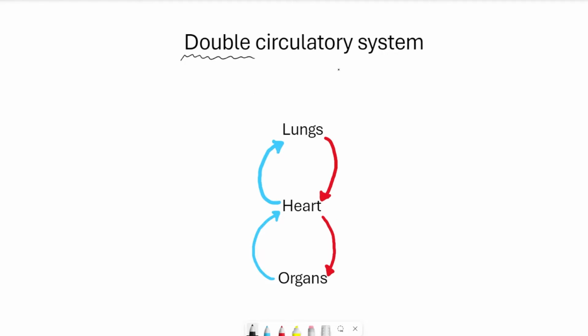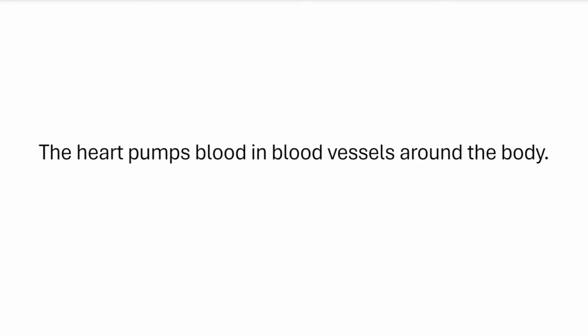The reason it's called a double circulatory system is because we've got the pulmonary circuit over here, and then we've got the systemic circuit here. So it's two separate circuits, and the blood goes through the heart twice in one full cycle, hence the word double. To summarize what the circulatory system is for: the heart pumps the blood in the blood vessels around the body in order to deliver the oxygen and other things like glucose, but also to remove the carbon dioxide and waste products from the different organs.